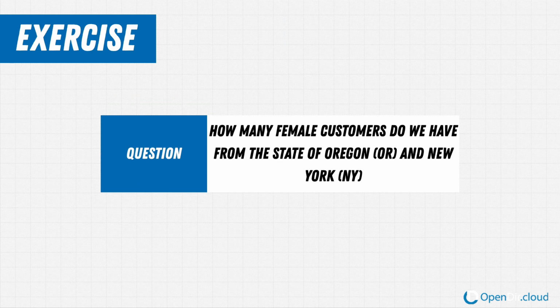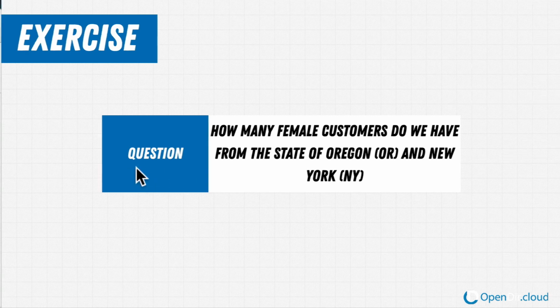So the question I have for you and the question that we will be answering is, how many female customers do we have from the state of Oregon, which has the abbreviation OR, and New York, which has the abbreviation NY? So we're combining all of the things that we just learned. Feel free to pause the video here and try out this exercise on your own. And when we come back, we'll be answering this question together.